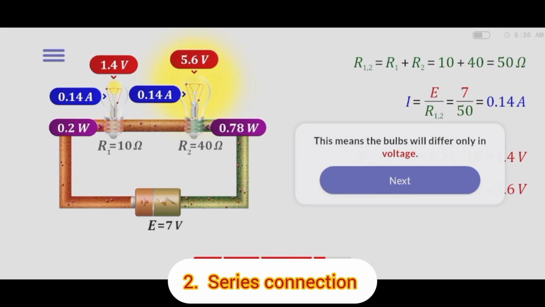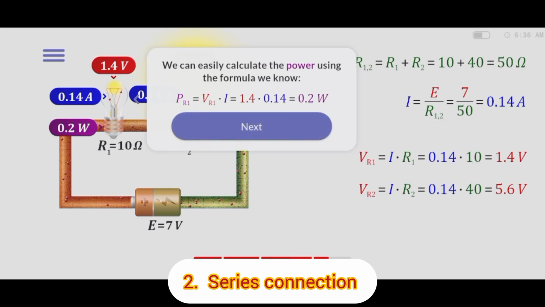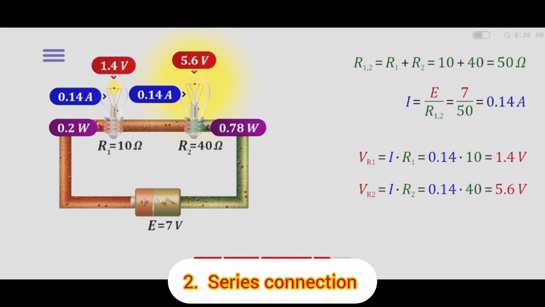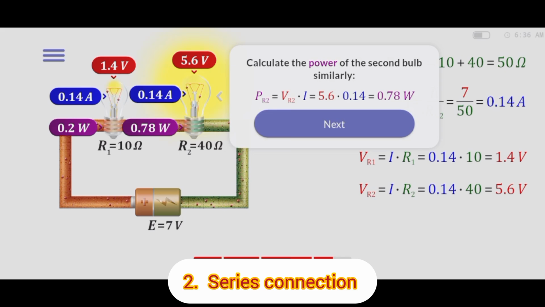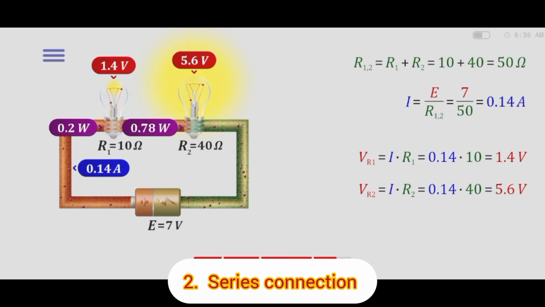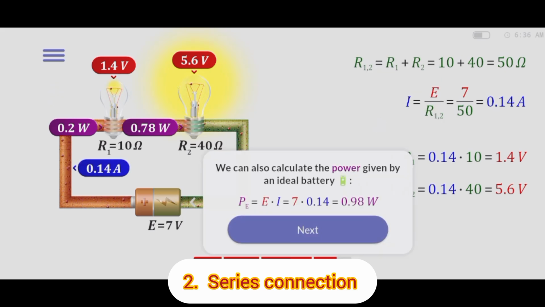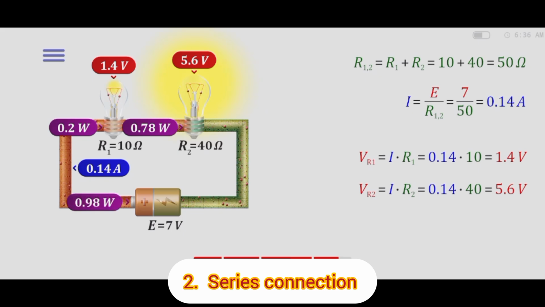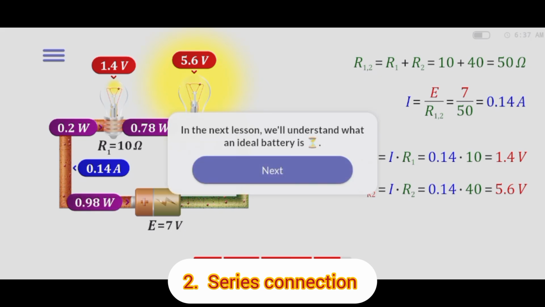Similarly, we can also calculate the power given by an ideal battery. In the next lesson, we'll understand what an ideal battery is. Notice an interesting fact. The sum of the bulb's powers is equal to the battery's power.